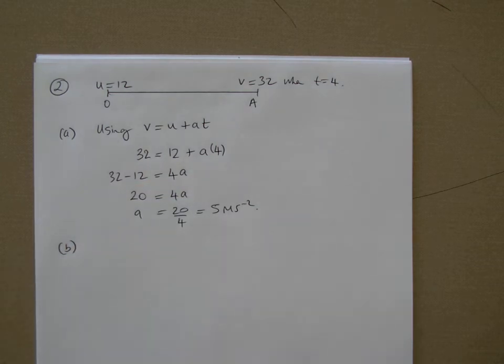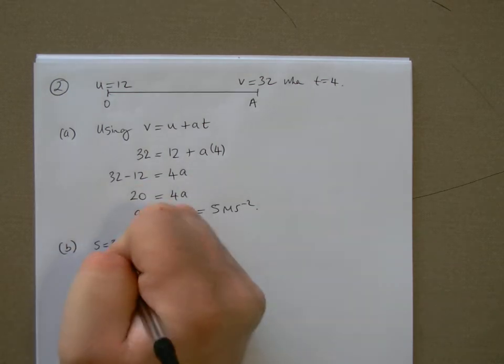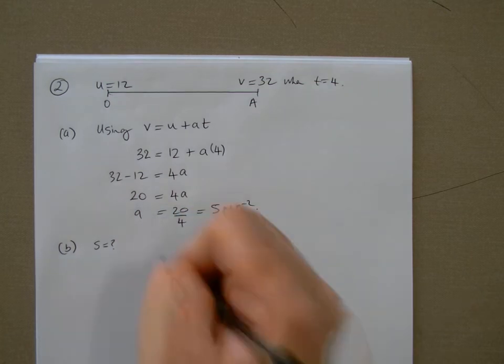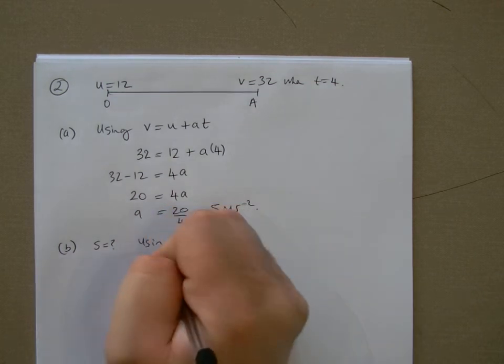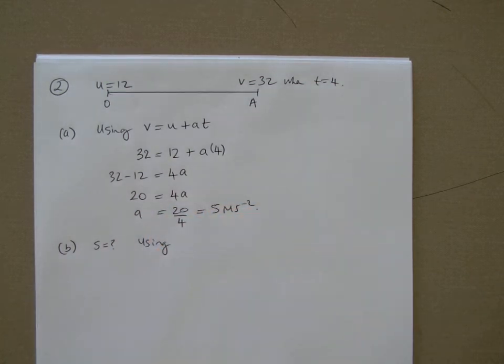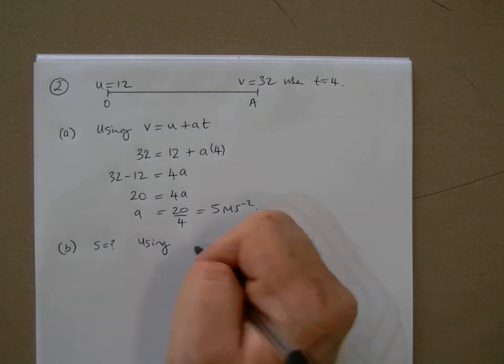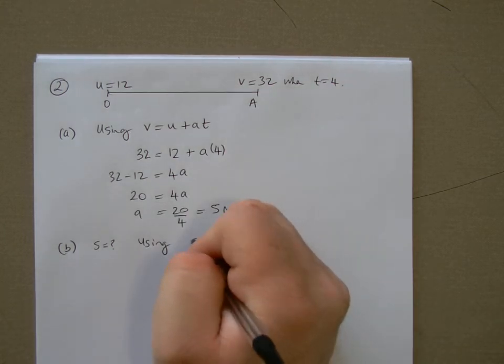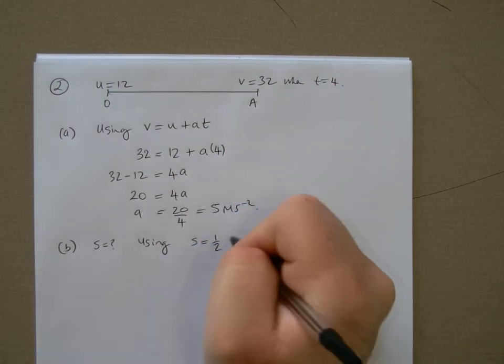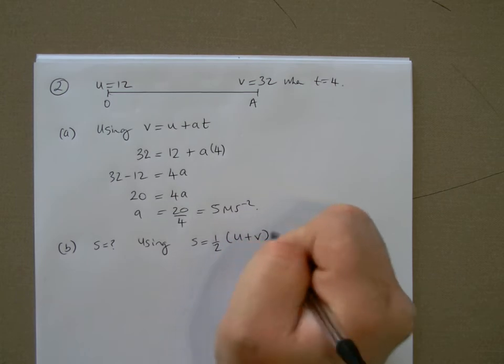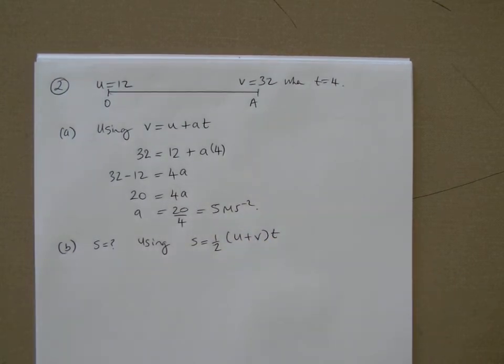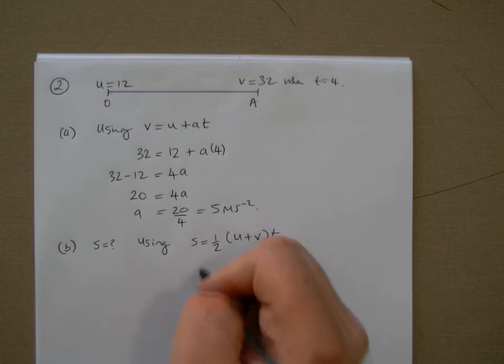Part B then, it says determine the distance OA. So to get the distance, of course, we need s. That's what we need there, the distance. There's two formulas we could potentially use. I'm going to use the s equals half (u plus v) t formula. We could also use v squared equals u squared plus 2as, or we could use s equals ut plus half at squared. So there's three formulas, in fact, we could use.